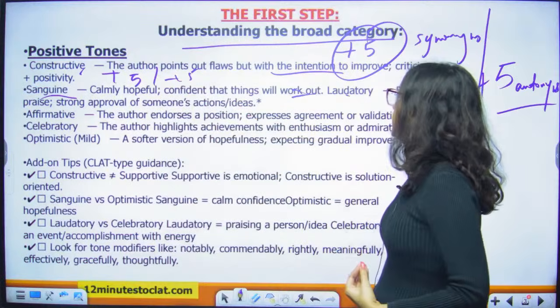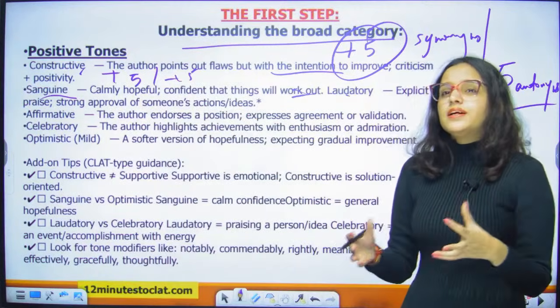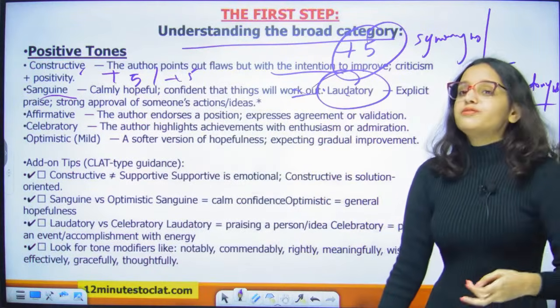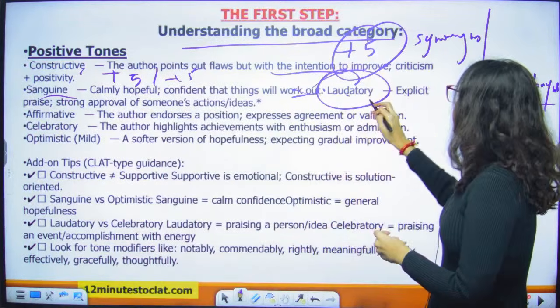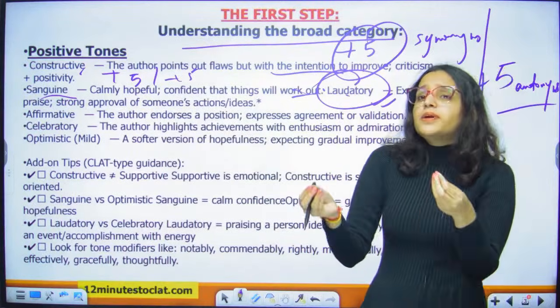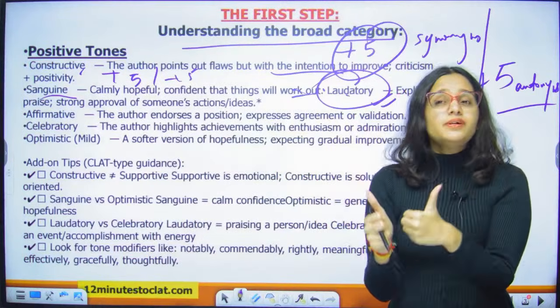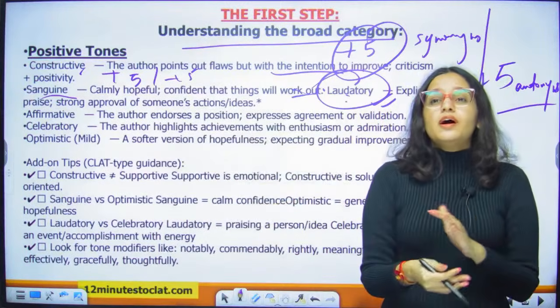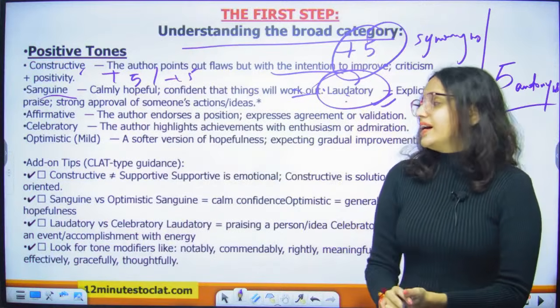That is sanguine, right? You are hopeful that things will work out, even in adverse situations. Then comes laudatory. One of you even mentioned it when I gave you the PMOD example. Laudatory is when you're explicitly praising something, when you are approving that yes, what they're doing is absolutely fantabulous. That is a laudatory tone. You are literally lauding them, not physically, but by your writing.